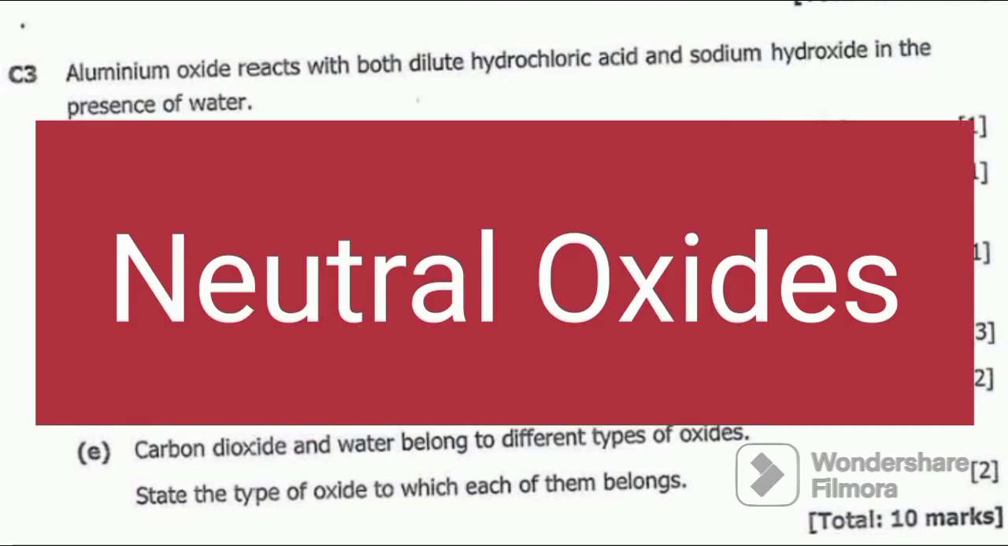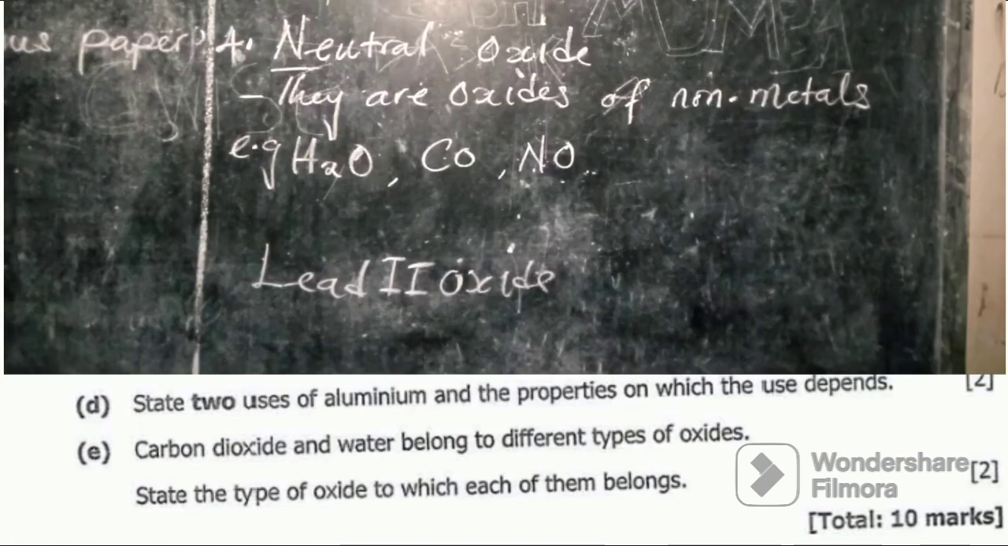Lastly, we have neutral oxides. Neutral oxides are oxides of nonmetals, like acidic oxides. Examples of neutral oxides, we have carbon monoxide, nitrogen monoxide, and water. Water, yes, it is a neutral oxide.